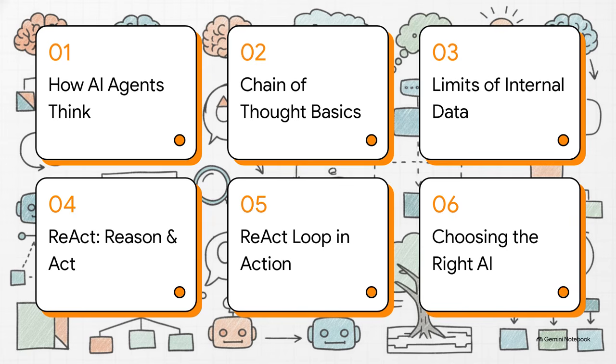First, we'll look at how AI agents think. Then we'll cover the basics of chain of thought and the limits of internal knowledge. After that, we'll dive into the massive ReAct breakthrough, see the ReAct loop in action, and finally, talk about choosing the right AI pattern. Basically, this is the journey of how AI models evolve from simple text generators into systems that can actually solve real-world problems.